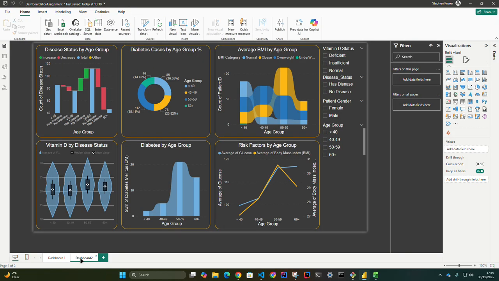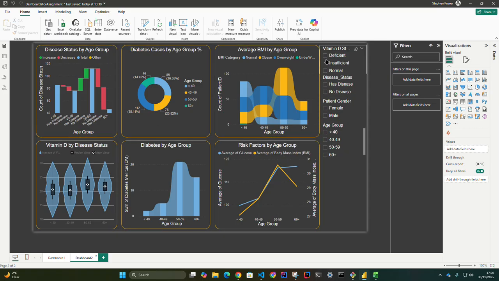My second dashboard has a waterfall chart, donut chart, ribbon chart, violin plot, another ribbon chart and a line chart. So this is disease status by age group, vitamin D status, vitamin D by disease status, sorry, diabetes cases by age group, and we've got diabetes by age group. We've got average BMI by age group and risk factors by age group.